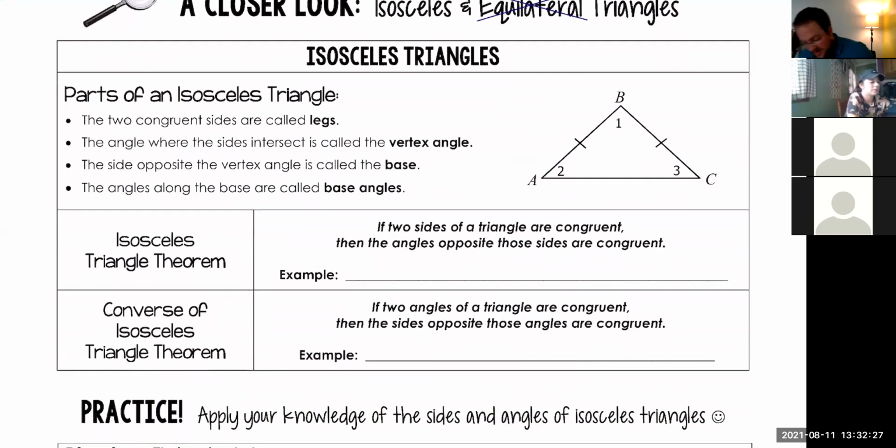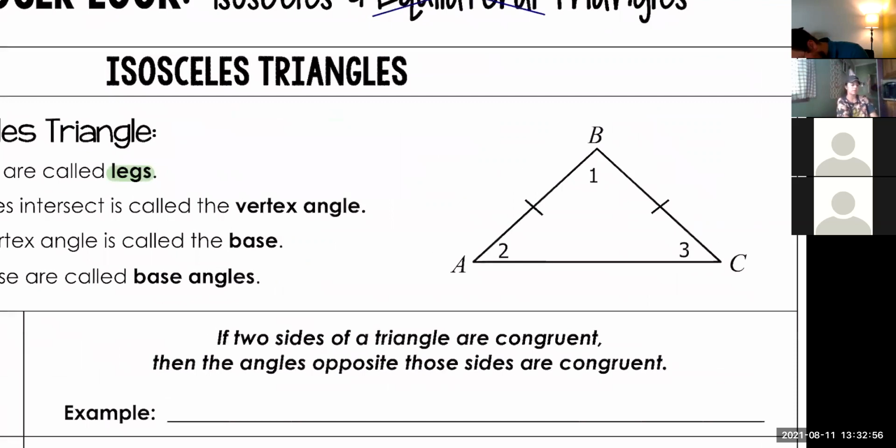Okay. So isosceles triangles, these are the ones that had two congruent sides. There's a really cool relationship here that also tells us something about two of the angles as well. So parts of an isosceles triangle, looking in this diagram here, two congruent sides are called legs. Just what someone decided to call them. So in this case, those two congruent sides in this diagram is that side AB is congruent to side BC.